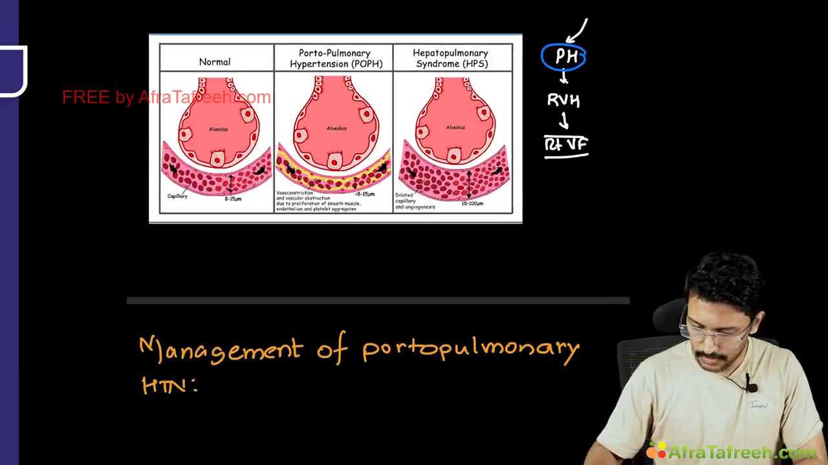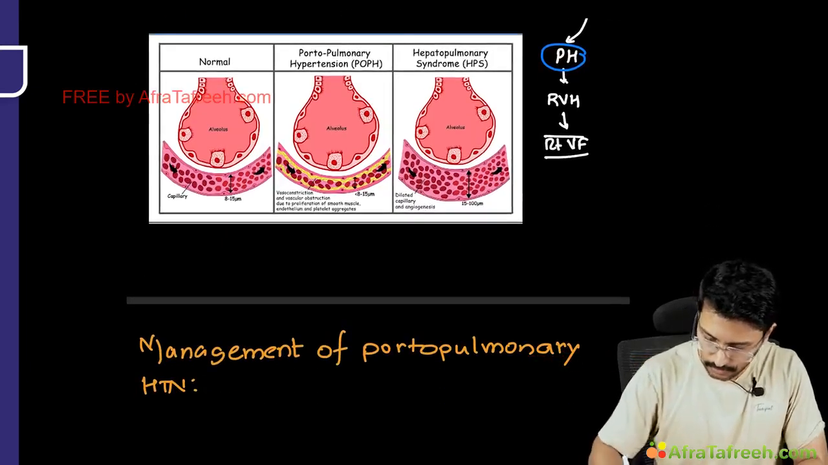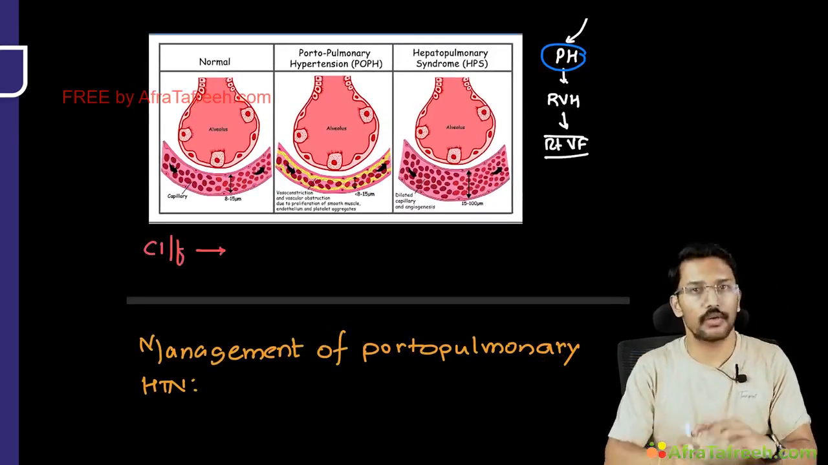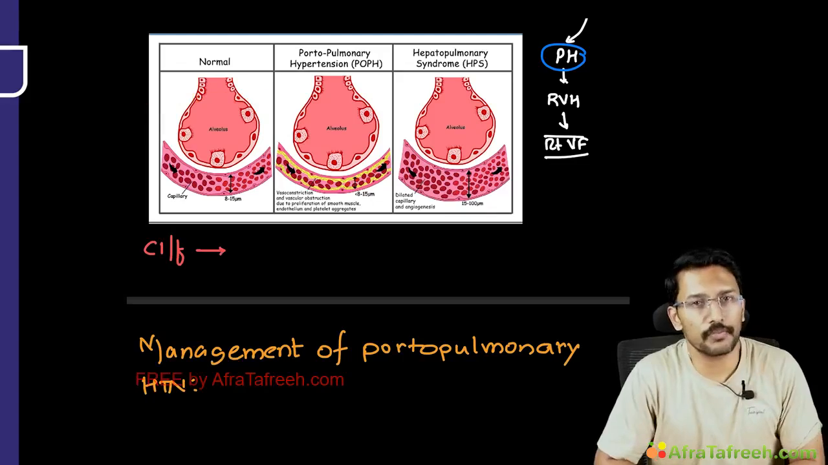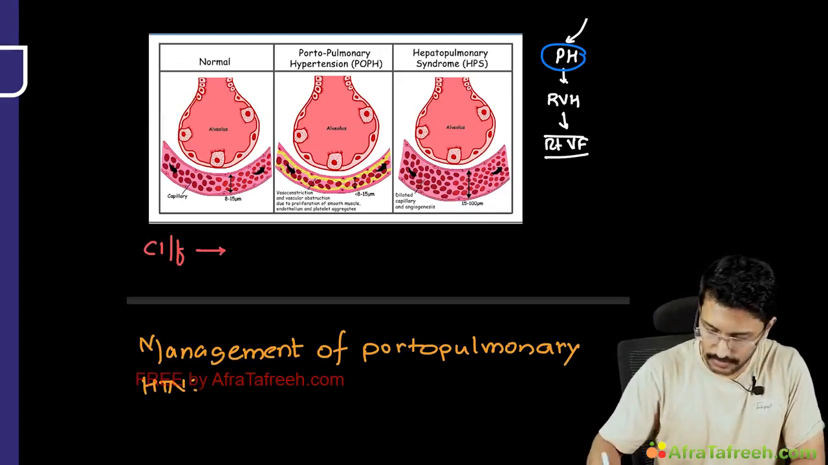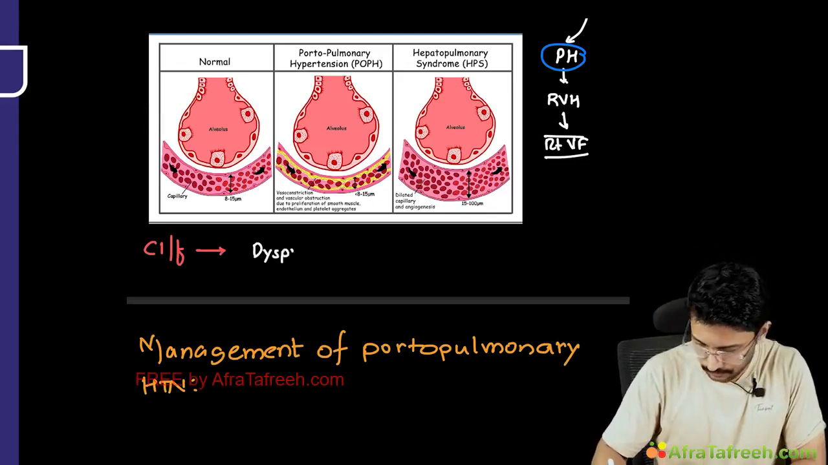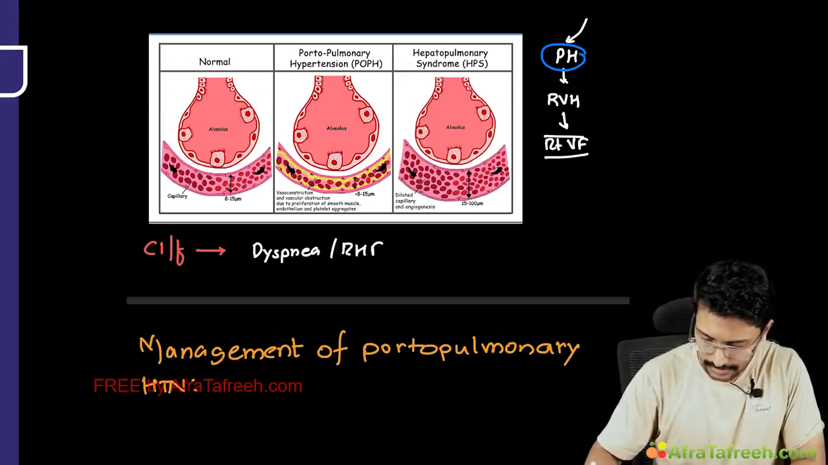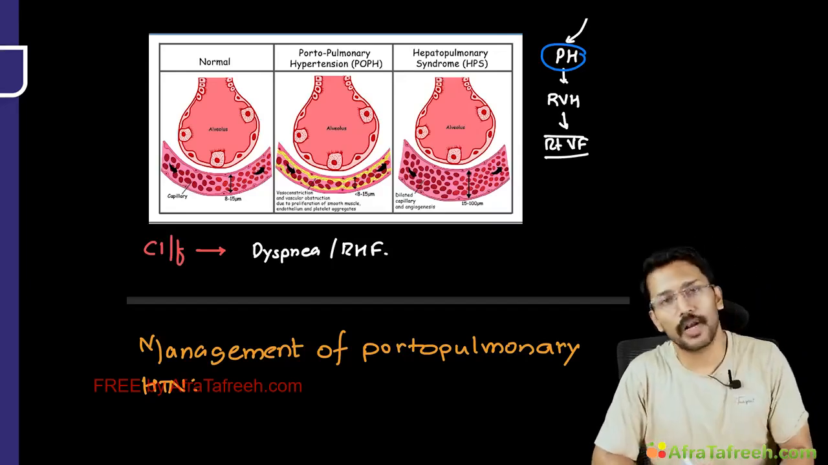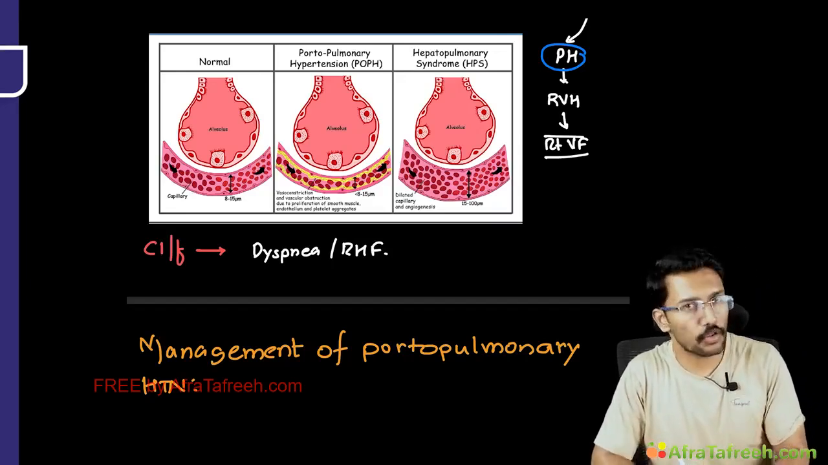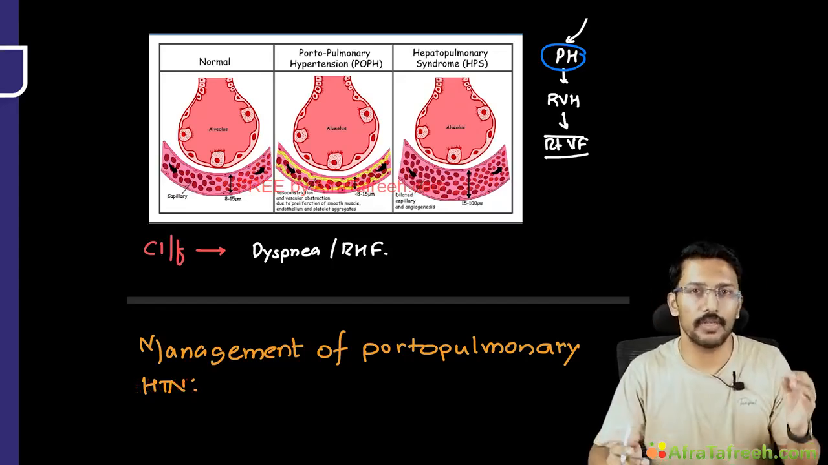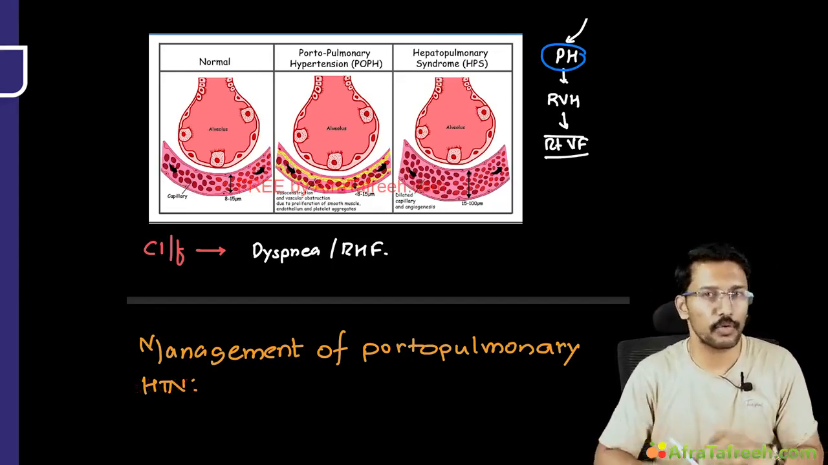Now, clinical features wise, those who have portopulmonary hypertension, obviously these patients will present with dyspnea, right? And they can have features of right heart failure. They will not have platypnea and they will not have orthodeoxia. So it is clinically possible for us to distinguish between the hepatopulmonary syndrome and portopulmonary hypertension.